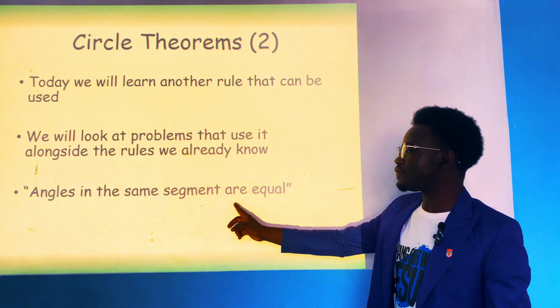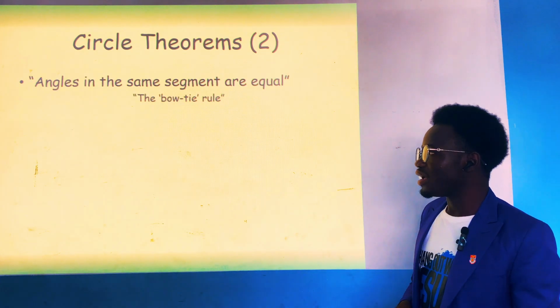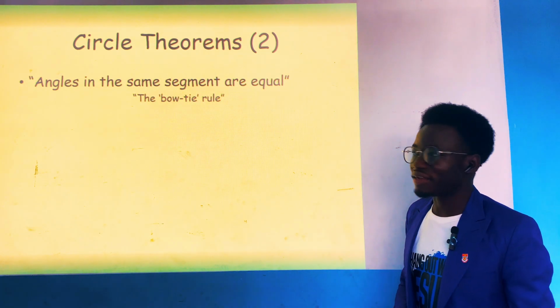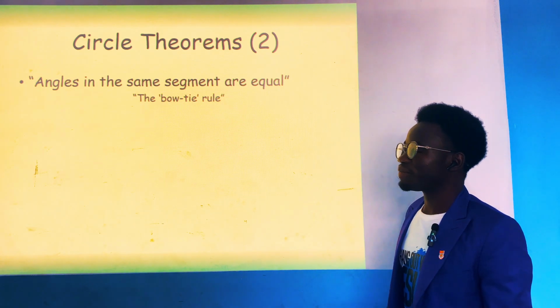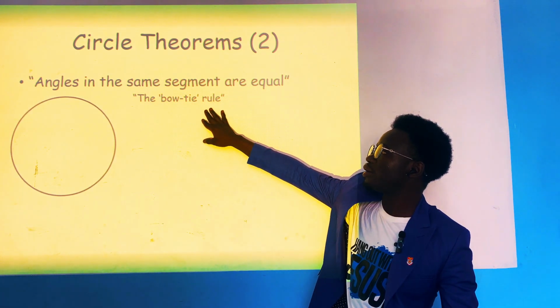Angles in the same segment are equal. Angles in the same segment are equal. Let's look at what a segment is. Angles in the same segment are equal, and we are applying the bow tie rule.